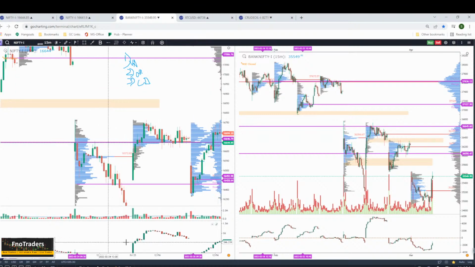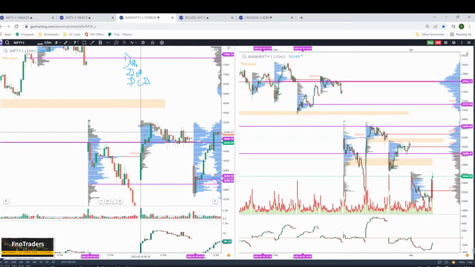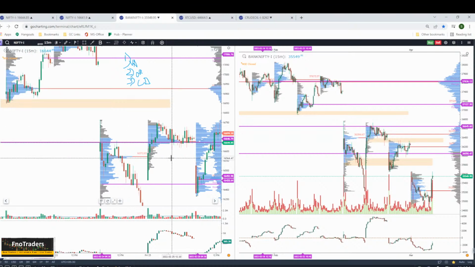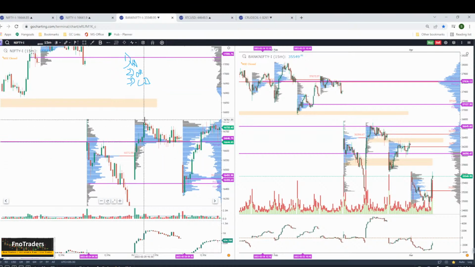Okay, again, there was a clear exhaustion at the top where delta started tapering off. There was not much negative delta, but overall it started tapering off, and we saw a nice little pullback from these levels as well. So that was a clear case of exhaustion.